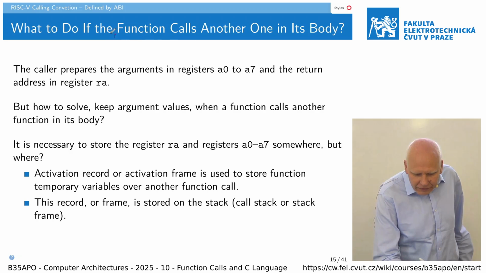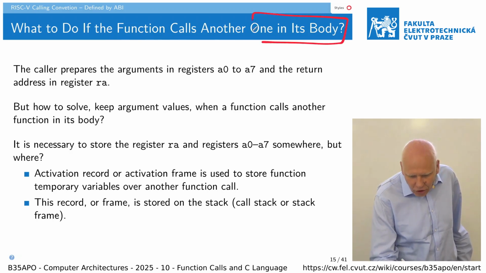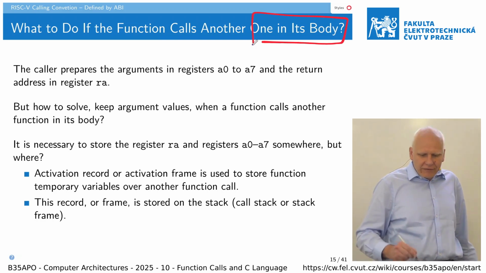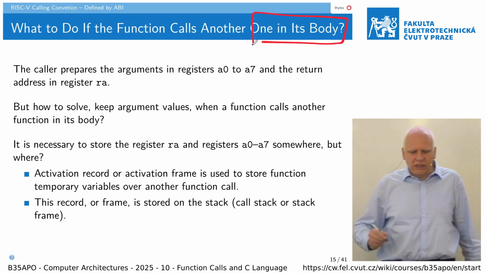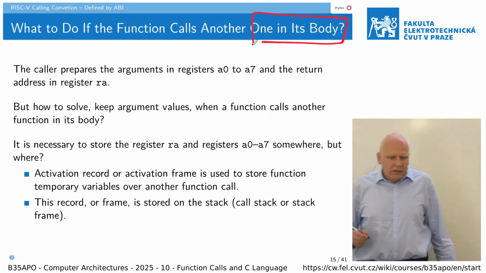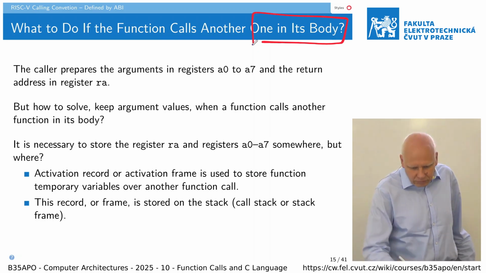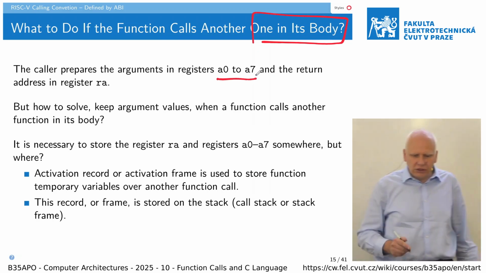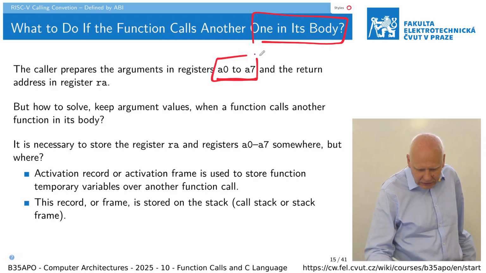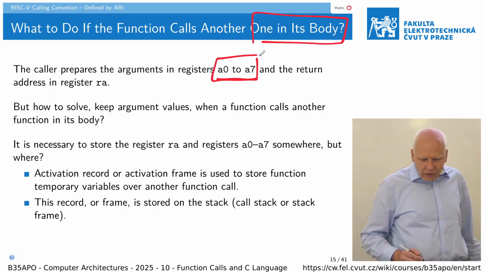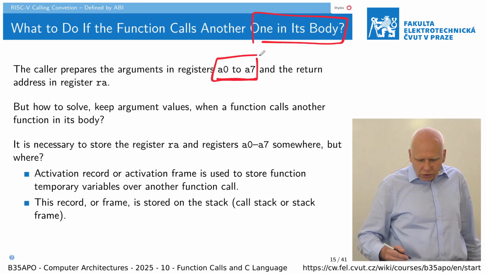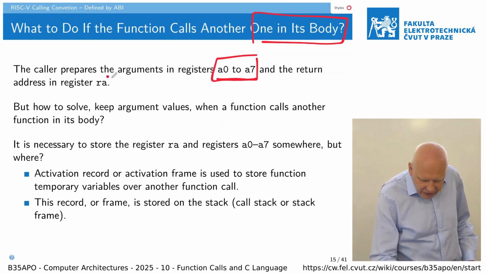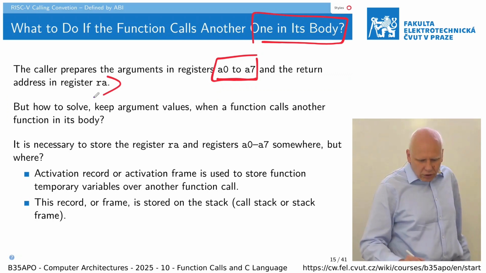What to do if the function body calls another function? Basically, if we have some call graph where one function calls another function and so on, then we need to prepare, in our function which wants to call another function, the arguments, and we need to prepare the return address and so on.